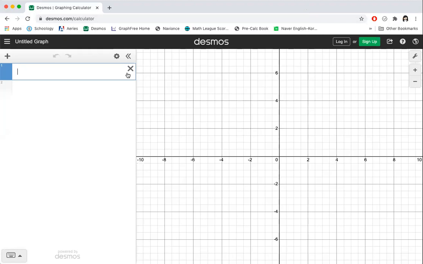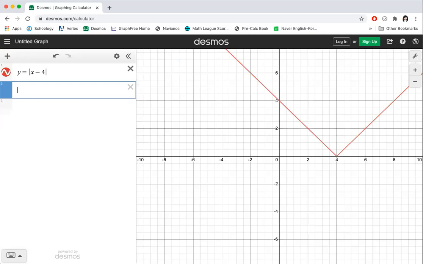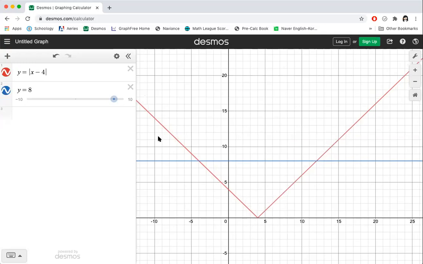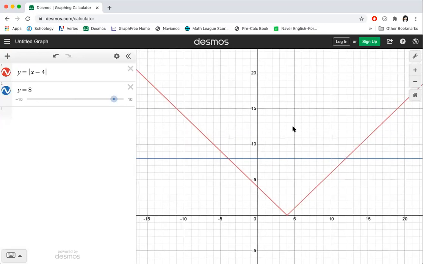From before, I talked about how we can think of it as two equations, one on the left of the inequality and one on the right of the inequality. On the left, I have an absolute value of x minus 4. So I can think of it as y equals absolute value of x minus 4. And then on the right, I can think of it as y equals 8. So the question is, which part of this absolute value graph is below the line 8?